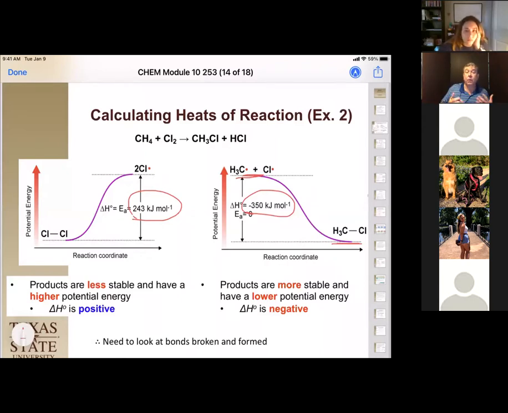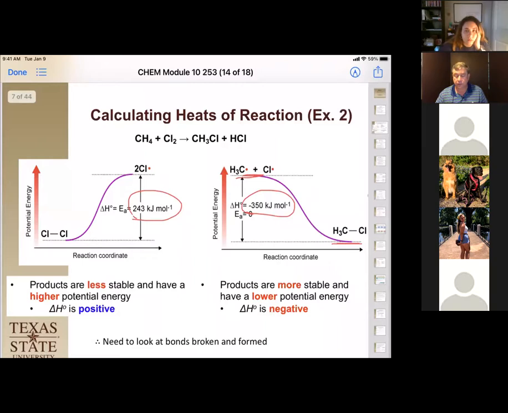If it's giving off more energy to form the products than it took to make them, it goes forward and makes the new chlorine-carbon bond.